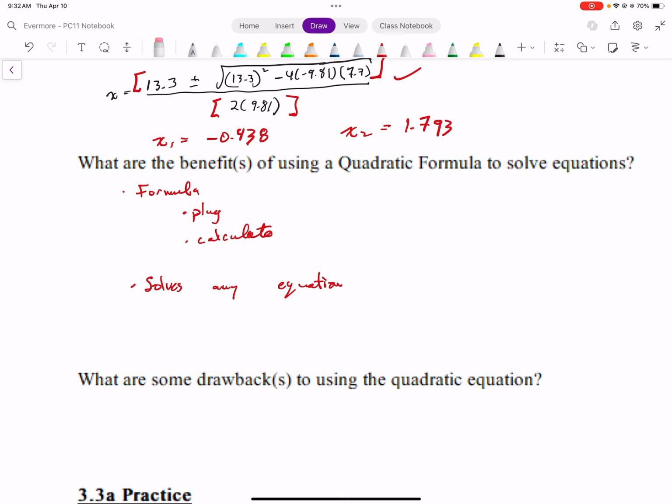Well, what are some drawbacks? I find it is fairly laborious. It takes up a lot of time just by plugging in numbers and order of operations, whereas if you solve an equation by factoring, it's much more efficient, much more intuitive. Whereas this, you're just plugging in a formula and hoping for the best.